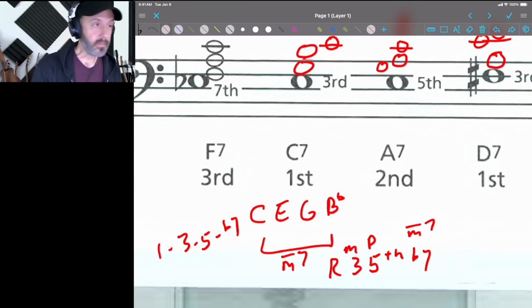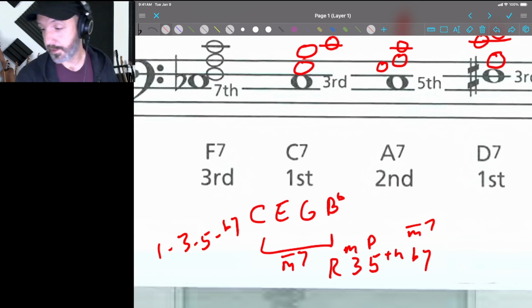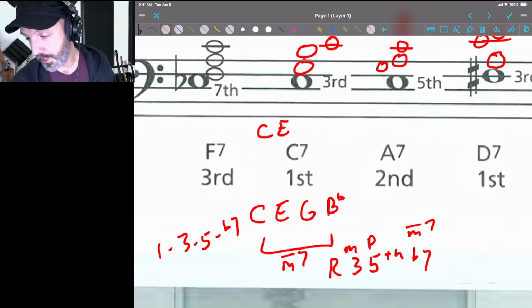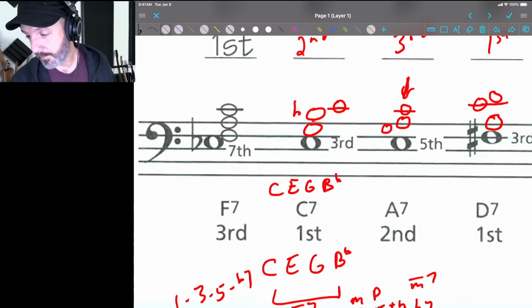So I'm just going to go through this quickly because I don't want the video to get too long. So this is going to be C, E, G. A natural 7th would be B, so we're going to flat that. So we're going to go back here, flat the 7th. All right.